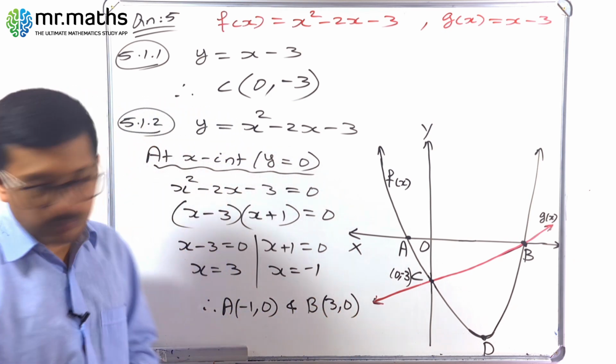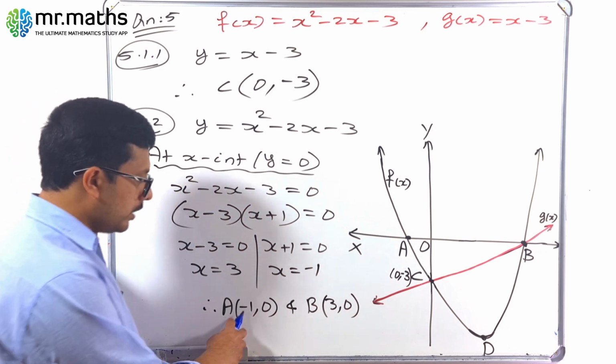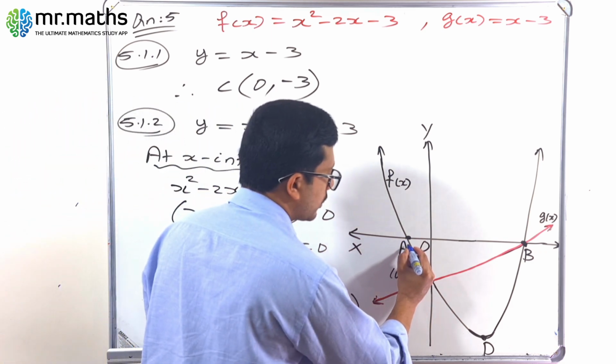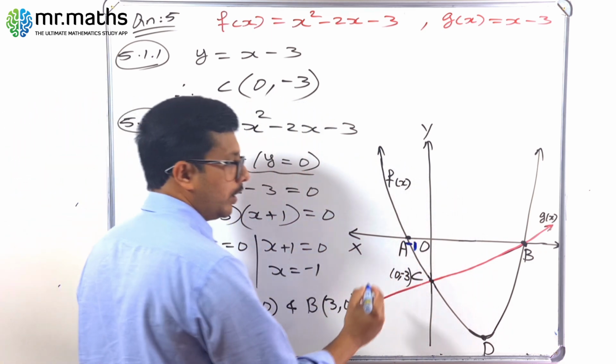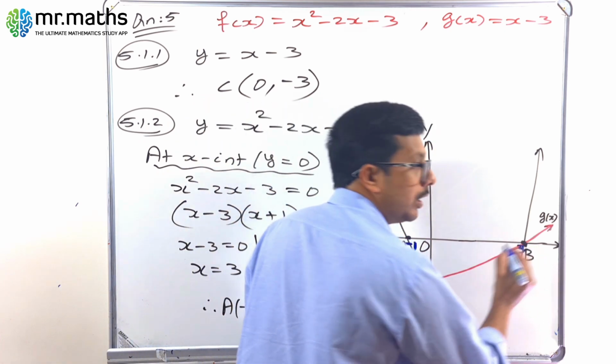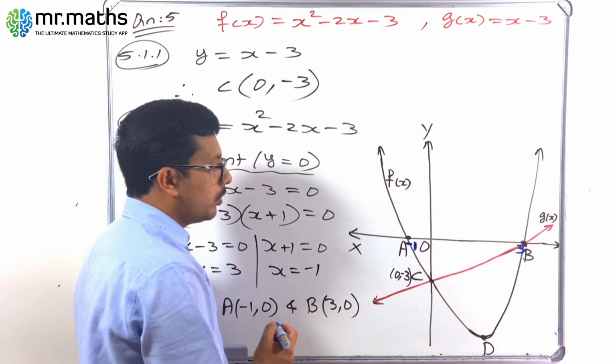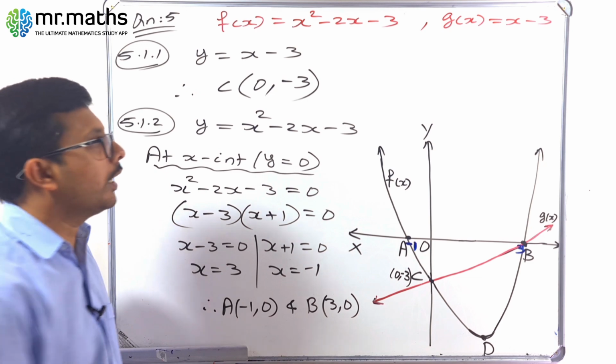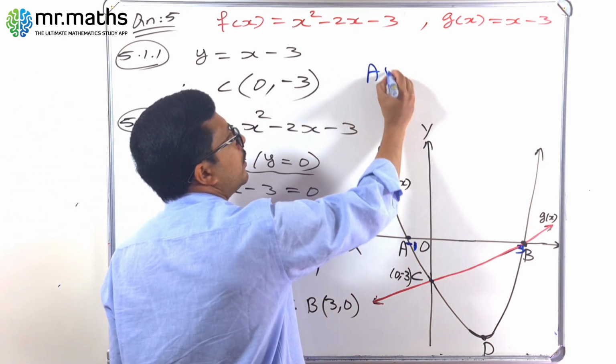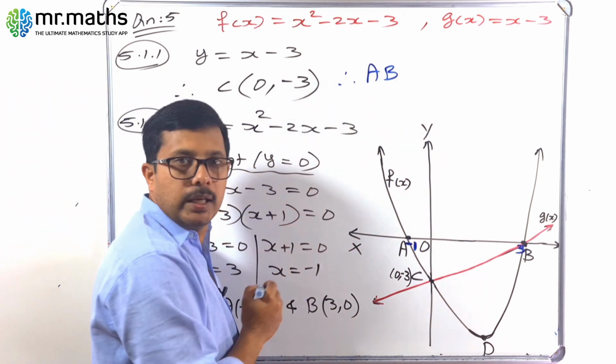So now look at this one, guys. Here A is minus 1, so the x value is minus 1. And here, what is the x value? It is 3. Okay, so what is the question? Find the length of AB.